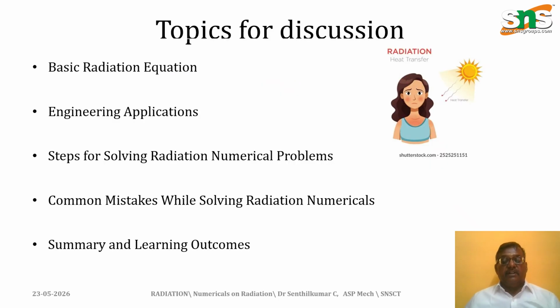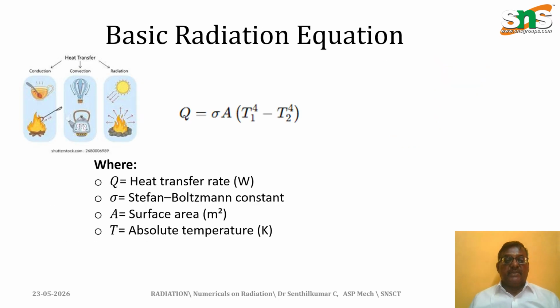Coming to the topics for discussion: basic radiation equation, engineering applications, steps for solving radiation numerical problems, common mistakes while solving radiation numericals, summary and learning outcomes. The basic radiation equation is Q = sigma A (T1 power 4 minus T2 power 4), where Q is the heat transfer rate in watts, sigma is the Stefan-Boltzmann constant, A is the area, and T is the absolute temperature in Kelvin.